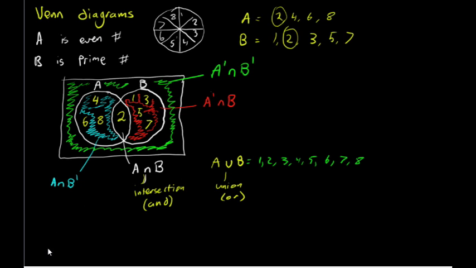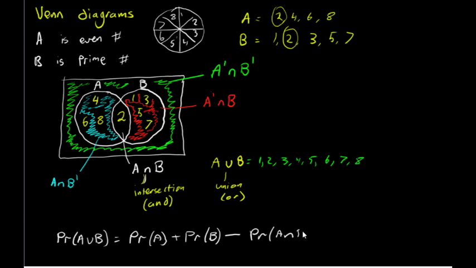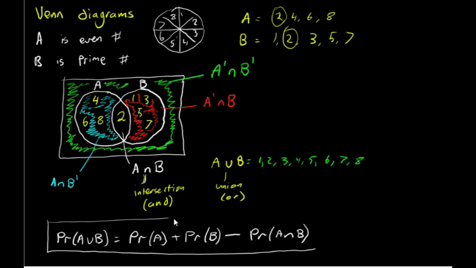And from here, we can have a look at what's called the addition formula. So the addition formula is quite useful. I won't go through how we come up with it, but finding the probability of A or B, A union B, is the same as finding the probability of A plus the probability of B minus the probability of A and B. So it's just a formula that we can use to work out probabilities.